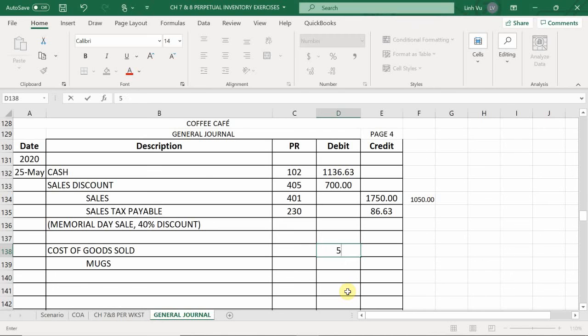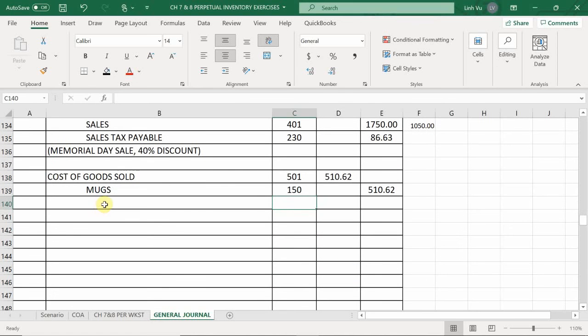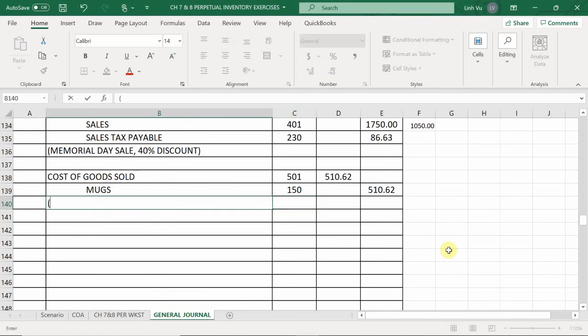510.62. Okay. Cost of goods sold is 501. Inventory is 150. And of course, I'm going to also make a note that I sold 175 mugs.